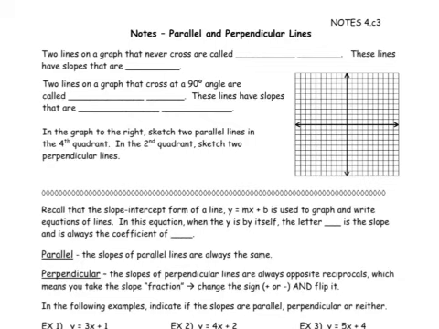Okay, parallel and perpendicular lines. Two lines on a graph that never cross are called parallel lines. These lines have slopes that are equal. Two lines on a graph that cross at a 90-degree angle are called perpendicular lines. These lines have slopes that are opposite reciprocals.